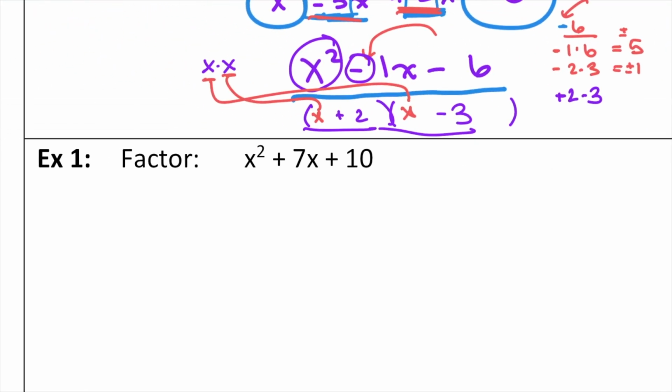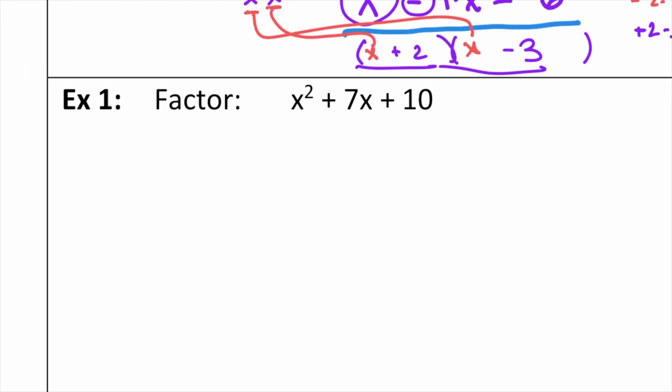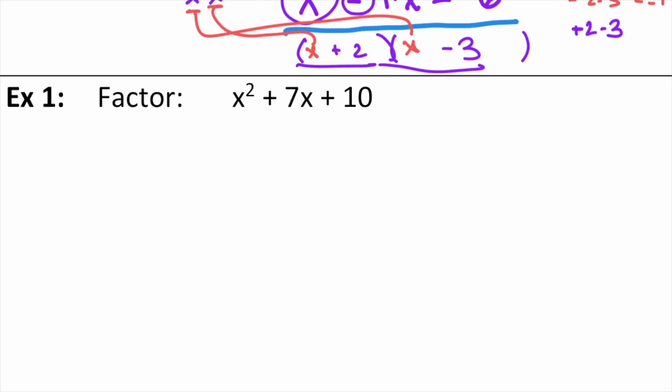All right, so we're trying to go backwards. This time, I didn't tell you the original problem. But I do recognize it is a trinomial. So I'm going to draw two sets of parentheses. I'm going to look at my x squared. Well, x squared is x times x. All right, so those are my only choices for the first part of my problem. The 10 gives me lots of choices. 1 and 10, 2 and 5. Okay, maybe not lots of choices.